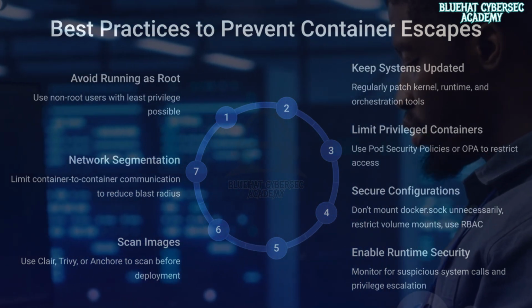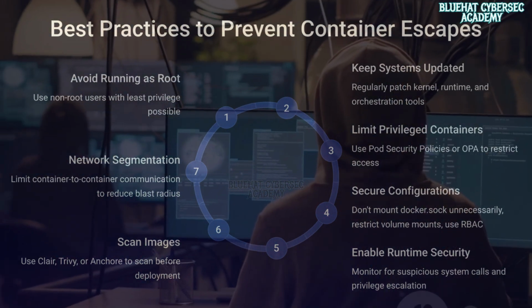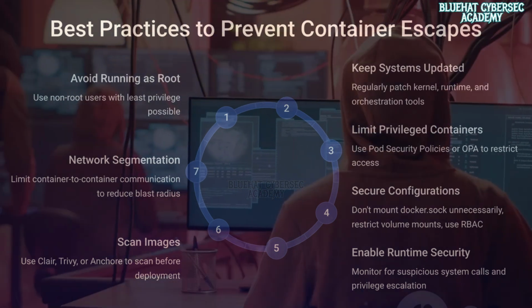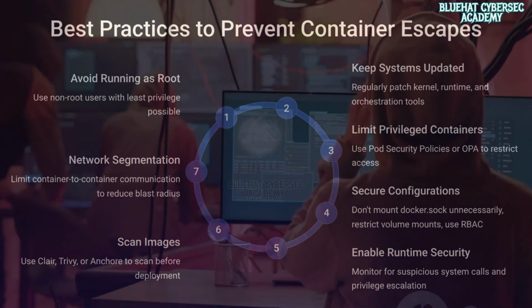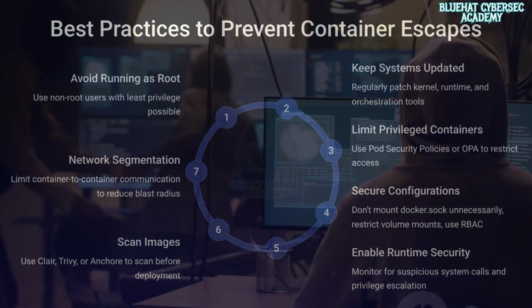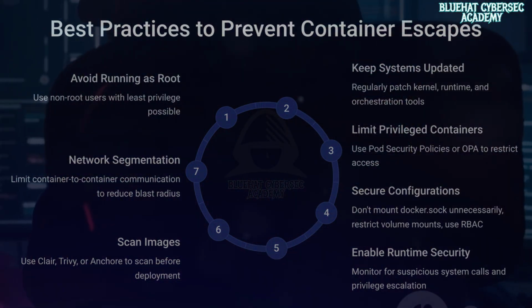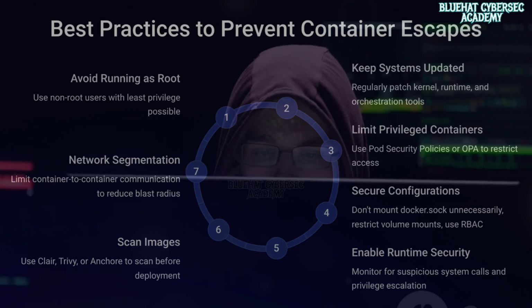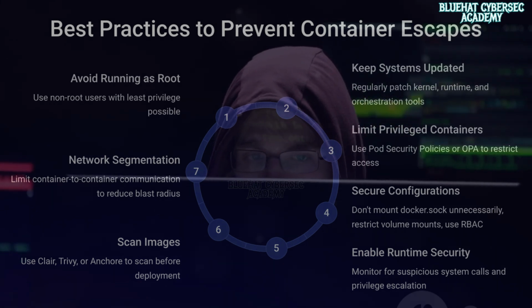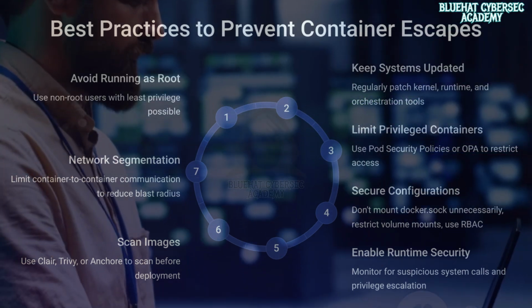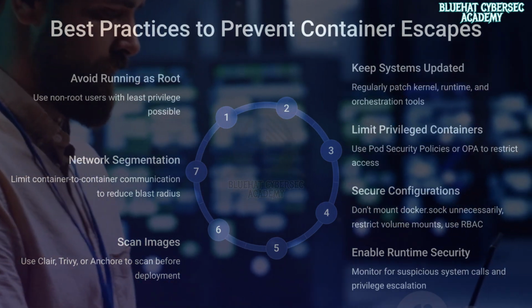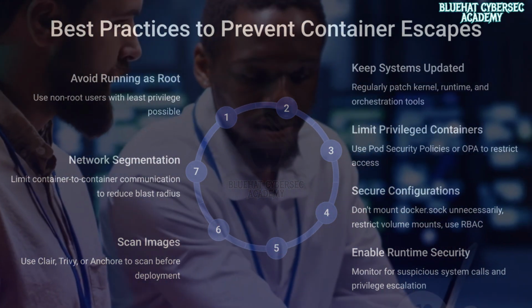Third, limit privileged containers. Only use privileged containers if absolutely necessary and restrict them using Kubernetes pod security policies or Open Policy Agent, OPA. Fourth, secure Docker and Kubernetes configurations. Don't mount /var/run/docker.sock unless it's truly needed. Restrict sensitive volume mounts, limit exposed ports, and use RBAC to minimize permissions.